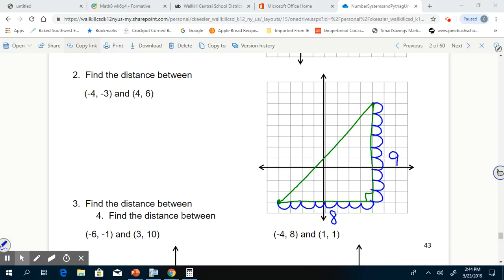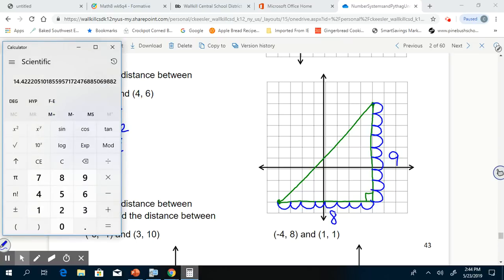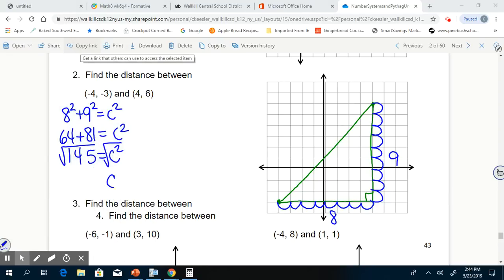So 8 and 9 are going to go into our formula. So 8 squared plus 9 squared equals C squared. So 64 plus 81 equals C squared. If you add those up, 1 and 4 make 5, and 8 and 6 make 14. So 145 equals c squared. Take the square root, use your calculator. Square root of 145 is approximately 12.0. So c is about 12.0.